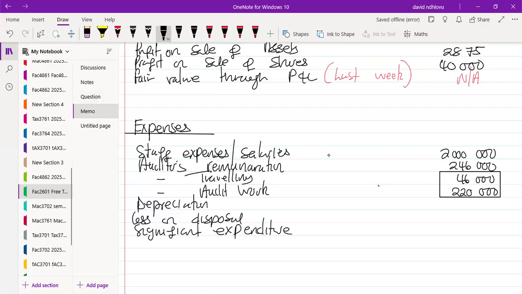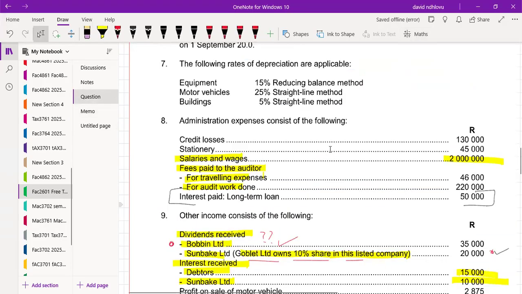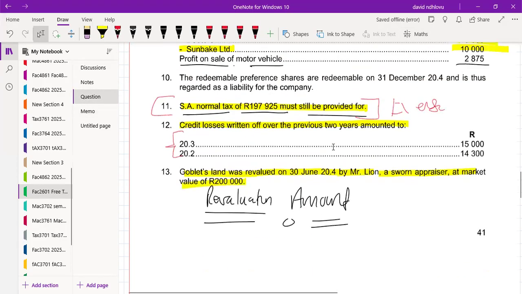Right, loss on disposal, we do not have that, but we do have, is it not 66? Yeah, it's 66 there. So that will be 66 there. Right, then on the significant expenses, we have this particular one here, the allowance for credit losses.